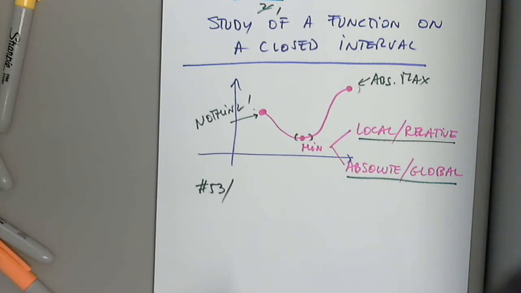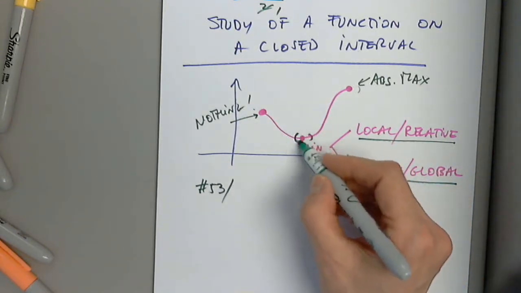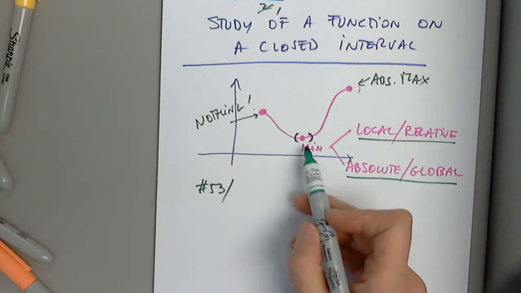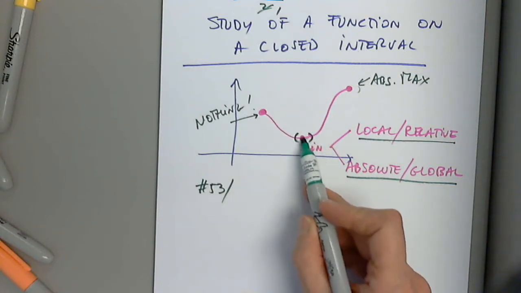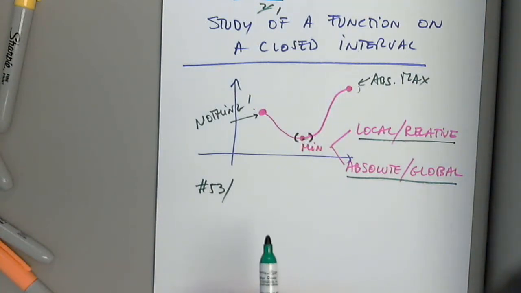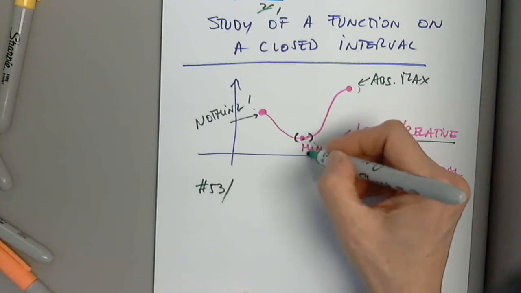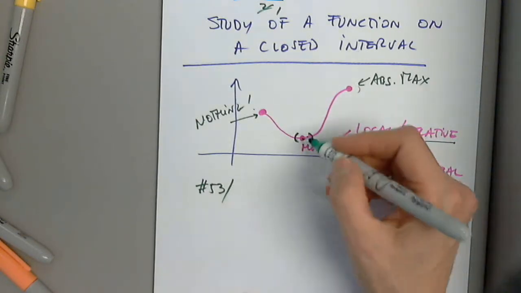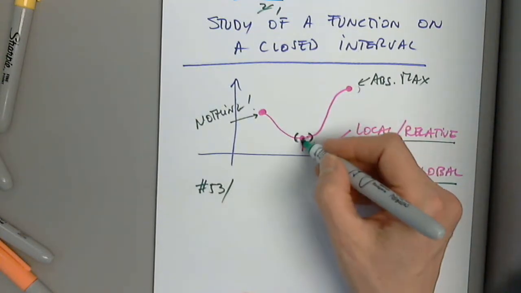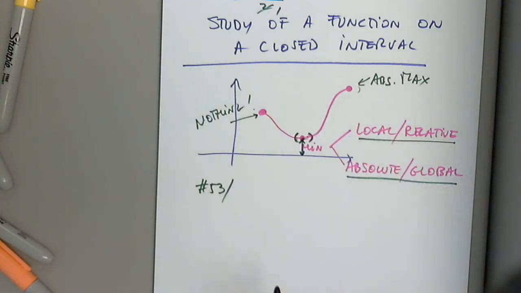What does it mean to be local, close to the graph? Because I can show the open interval on both sides, and all the function values are bigger than this one. This function value here is bigger than this. This function value here is bigger than this. This is the absolute minimum. There is nothing smaller than it as a function value. That's the absolute smallest function value for this function.